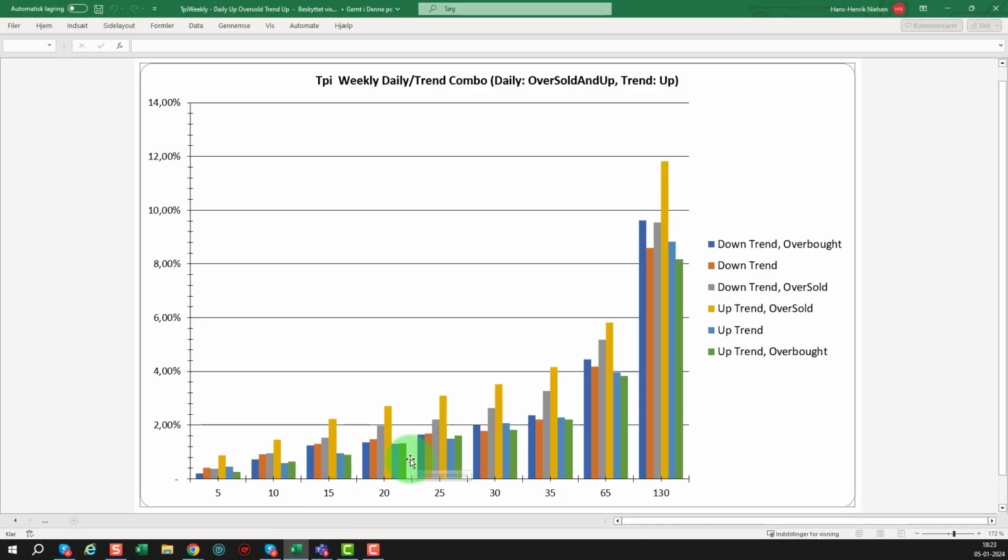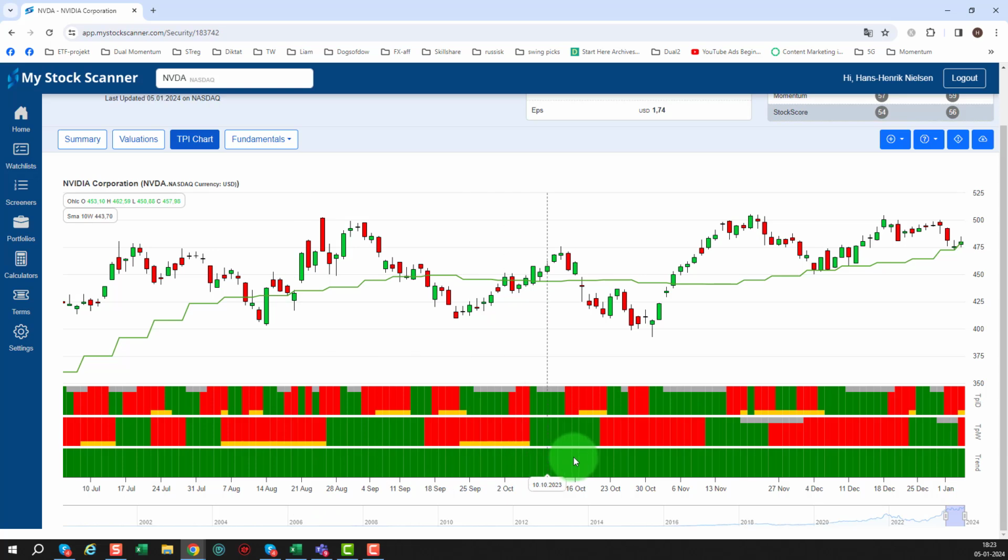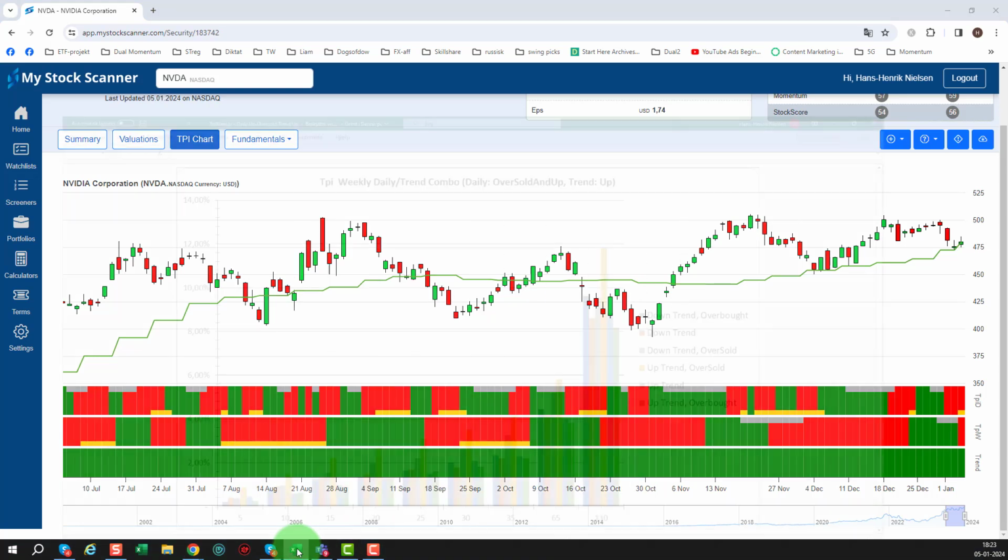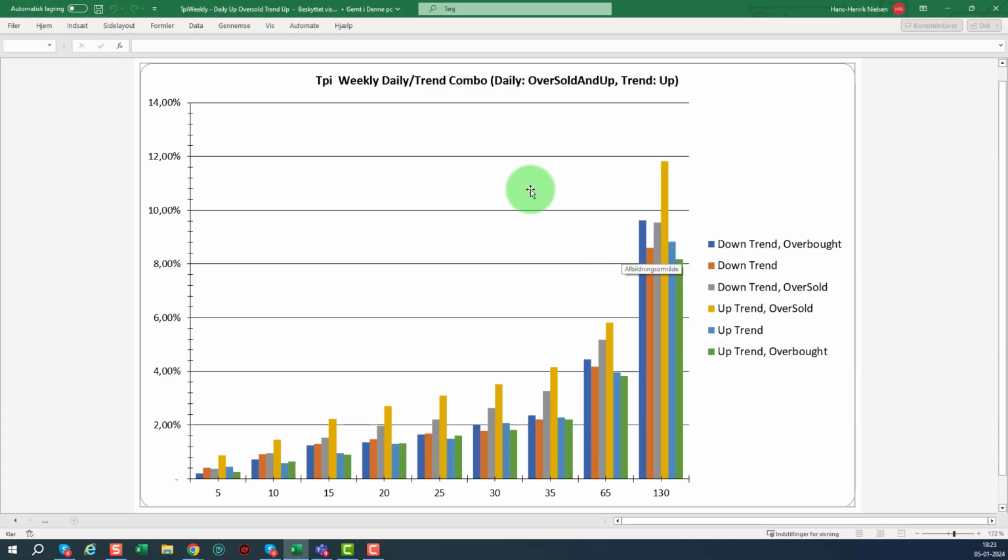Because if we go to the stats that we used in the webinars in November and December, you might remember that if we look back 20, 30, 40 years and scan for a specific setup where a stock should be in a long-term green uptrend, meaning this one down here, and then the weekly TPI is in accumulation, oversold, either pointing down or up, then you have a lot of extra edge.